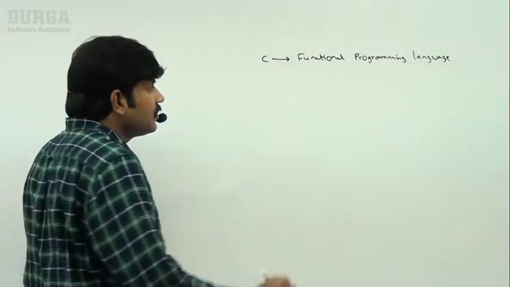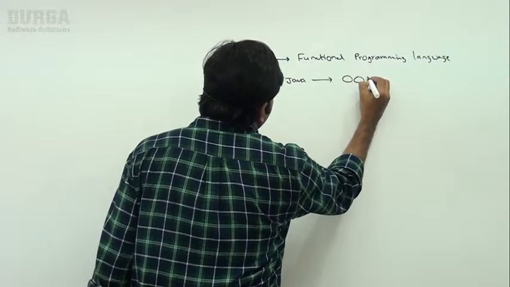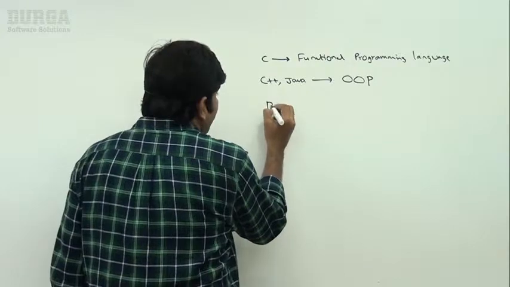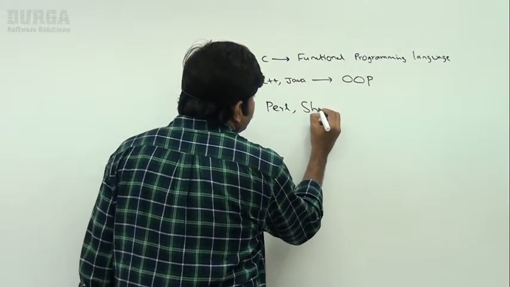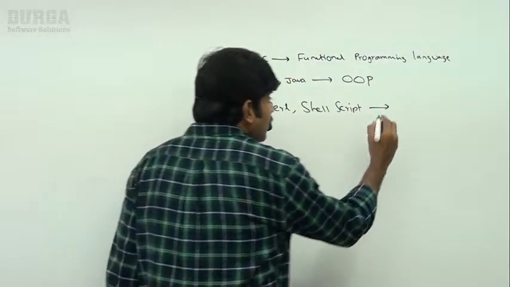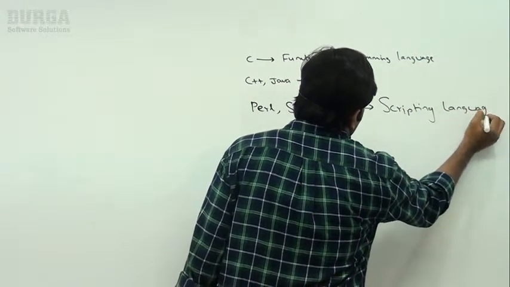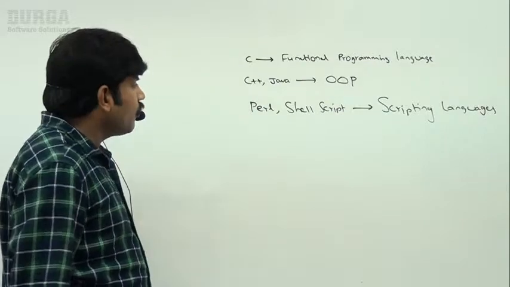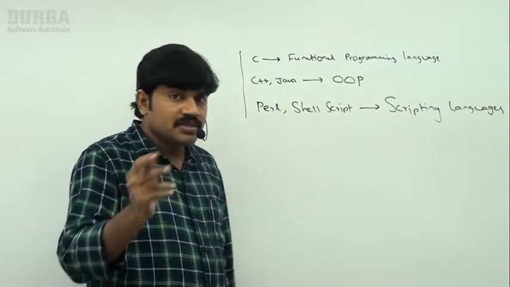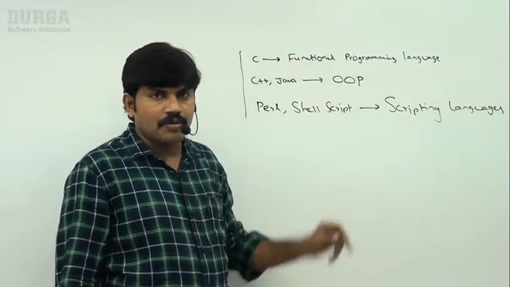If you consider C++ and Java, these are object-oriented programming languages. If you go for Perl and shell script, these languages are scripting languages. Are you getting it, scripting languages, right? C is missing the benefits of object-oriented programming because it is a functional programming language.